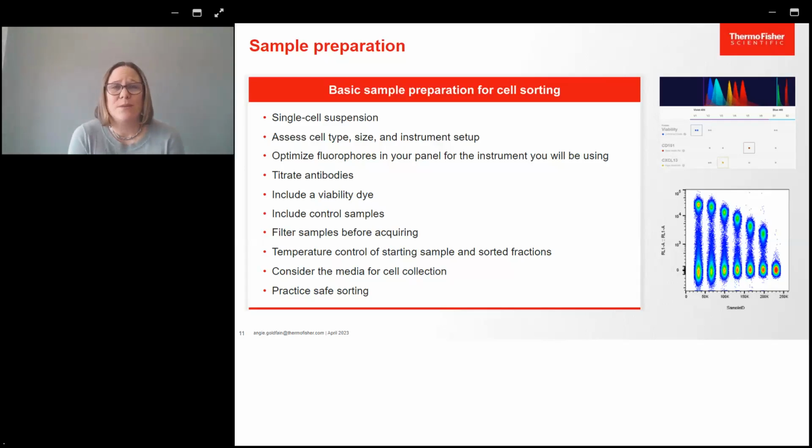We also always recommend filtering samples to remove any clumps or residual particles from the prep. So that's always important too, again, just to maintain that single cell suspension.